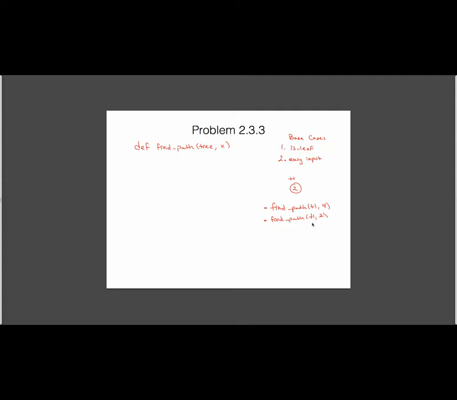Okay, so let's write those base cases out. We think about the successful base case first. If root of tree is equal to x, then what I want to return is root of tree, but in a list. So I'm expecting a list as output. We already have the answer because it's at the root.